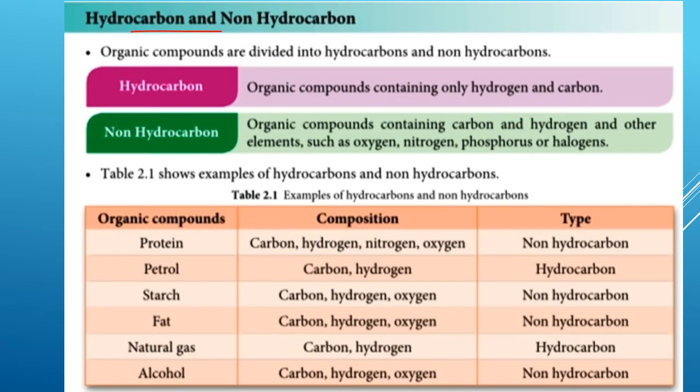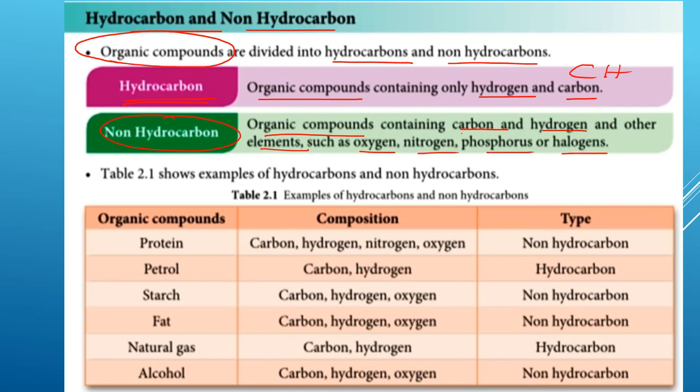So hydrocarbon and non-hydrocarbon. So organic compound, we focus on organic compound. Organic compound is divided again into hydrocarbons and non-hydrocarbons. Hydrocarbons are organic compounds that contain only hydrogen and carbon element, only contain C and H. While non-hydrocarbon is an organic compound too but contains another element other than C and H. It contains carbon, hydrogen, and also other elements such as oxygen, nitrogen, phosphorus or halogens.